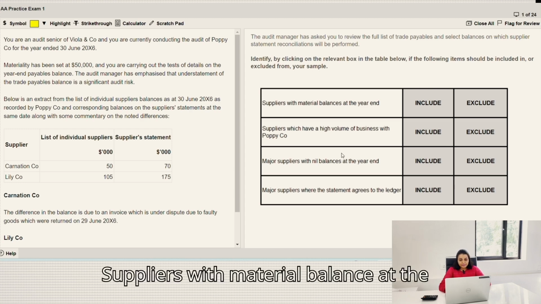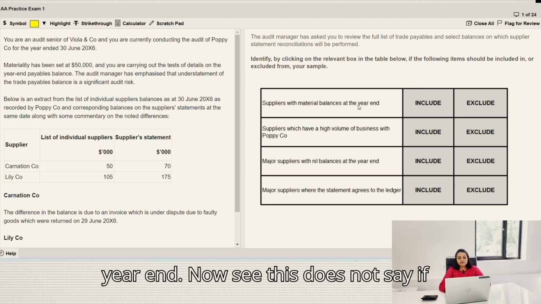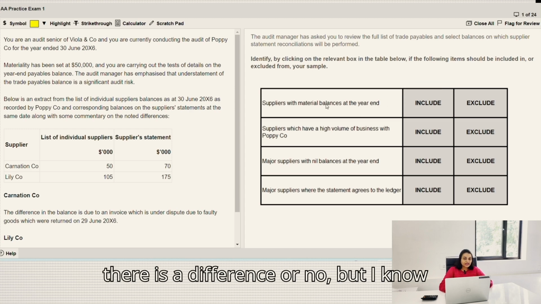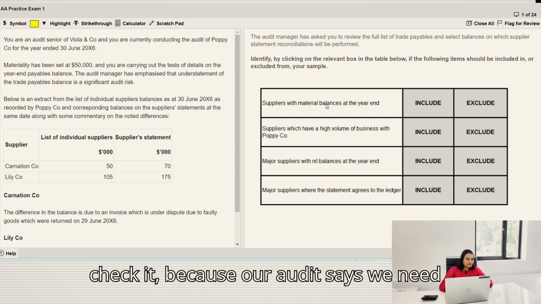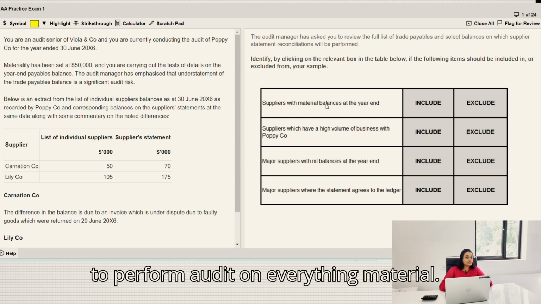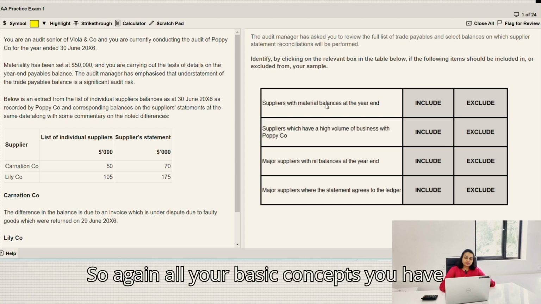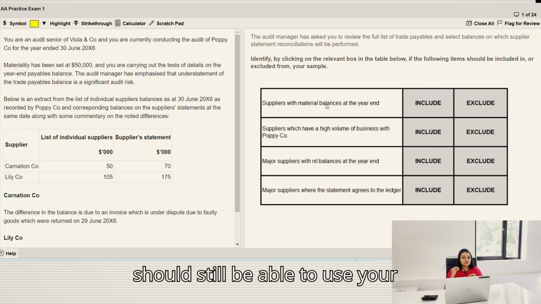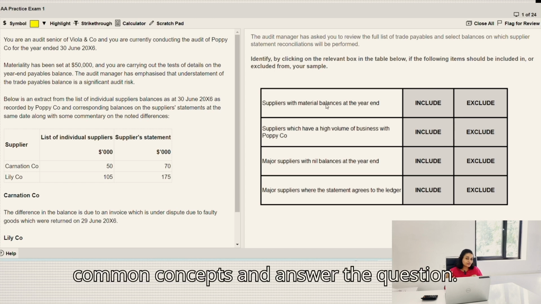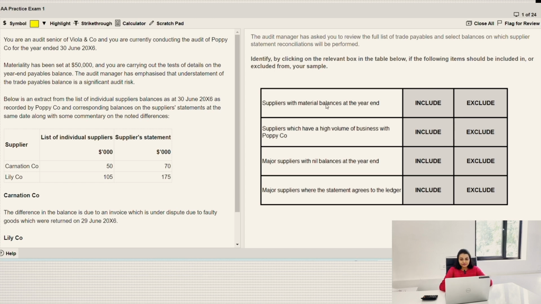Suppliers with material balance at the year end. Now see, this does not say if there's a difference or not, but I know if there is a material balance, I have to check it, because our audit says we need to perform audit on everything material. So again, all your basic concepts you have to apply. Even if you have not studied this, you should still be able to use your common concepts and answer the question. So this has to be included.